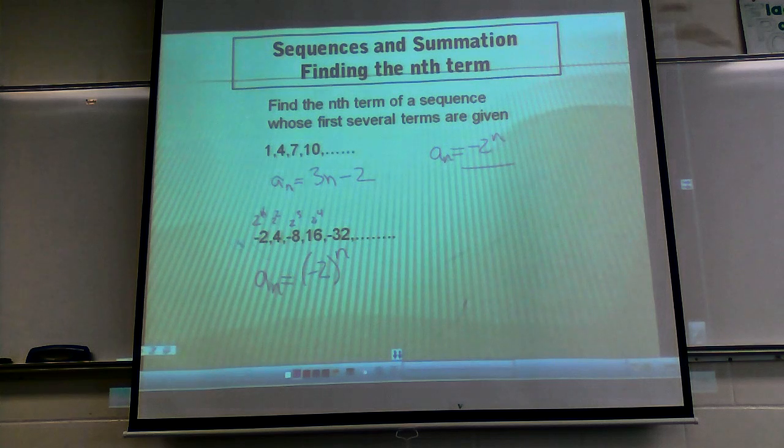One way to get around it when you have alternating signs and you don't want to think about where the parentheses go: you can always put that at the front of the formula. If you can come up with the basic formula and just throw that at the front of it, this will always account for alternating signs. Okay, if it goes negative, positive, negative, positive.